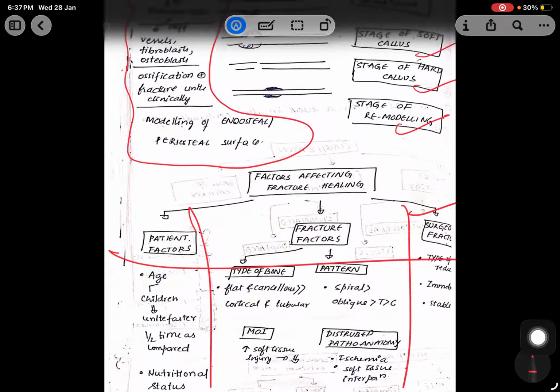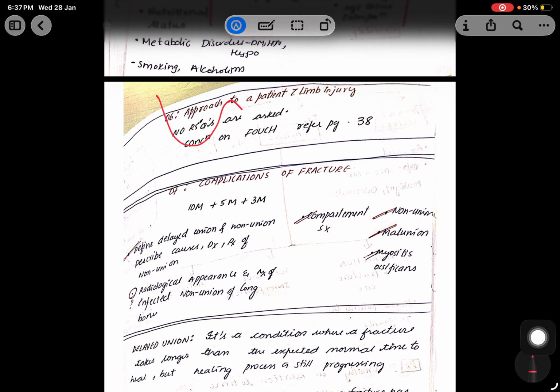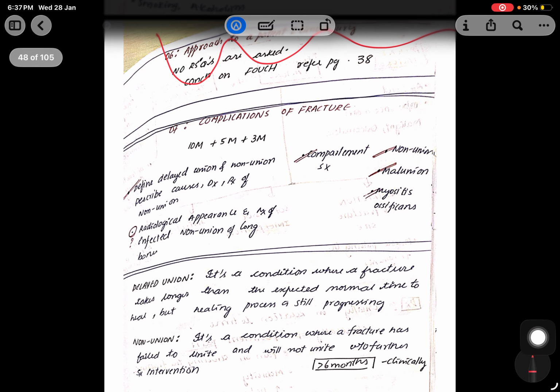Again, fracture factors, as I mentioned, this is like a general important thing which everyone should know, so I'm not discussing much on it. Okay. Then approach to patient with limb injury, there are no questions. And complication of fracture, yes, can it be asked for 10 marker? I'm not sure, but for sure you will get 5 marker or 3 marker question for it.